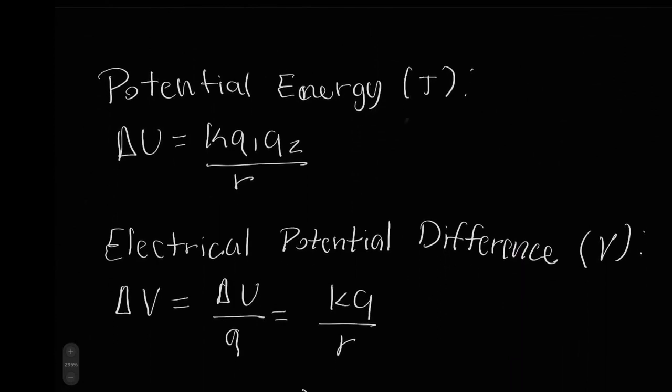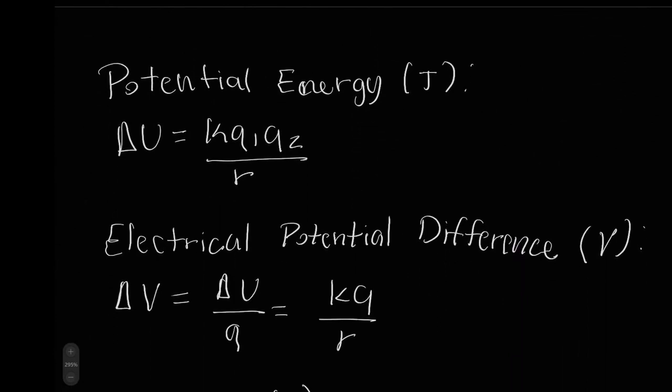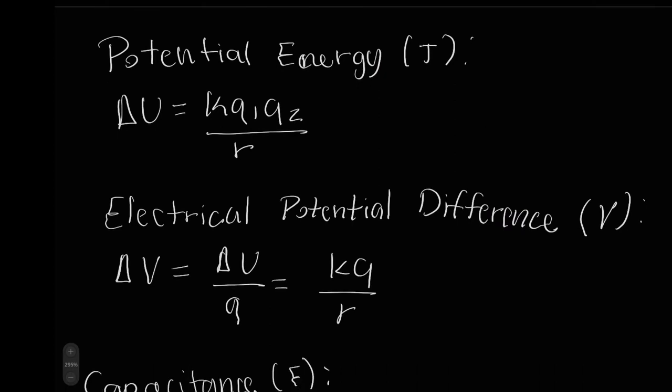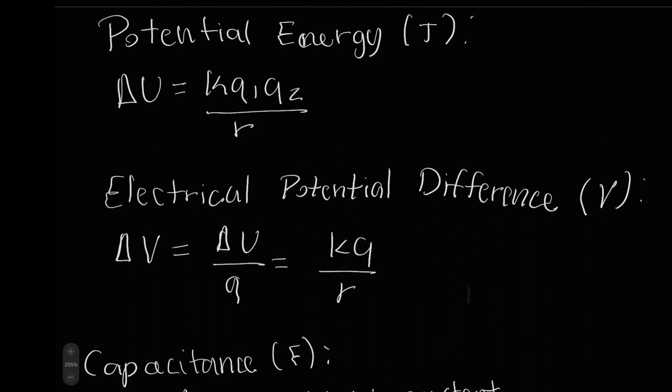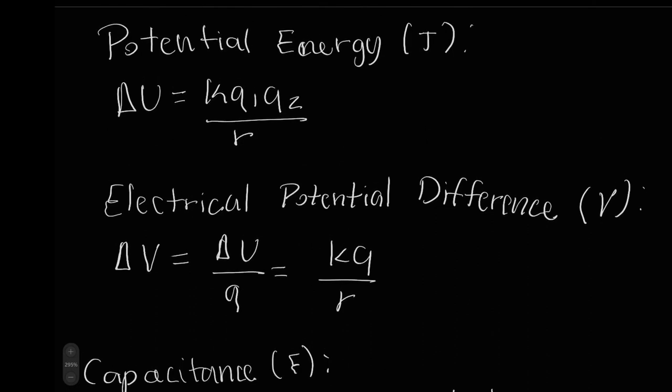And then we talk about potential energy, the units for which are joules. The change in potential energy is equal to K times Q1 Q2 over R, with K being Coulomb's constant, which is once again 8.988 times 10 to the positive 9. Q1 is charge 1 and Q2 is charge 2, with R being the distance between the two charges. And then electrical potential difference, the units for which are V, volts, is equal to the change in the potential energy over Q. So the formula is KQ over R.